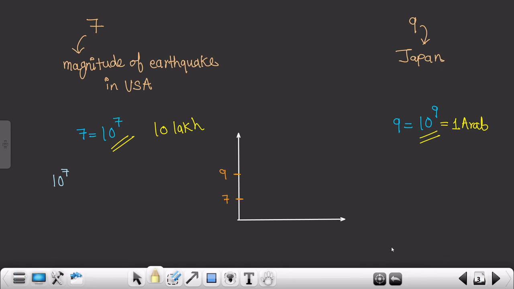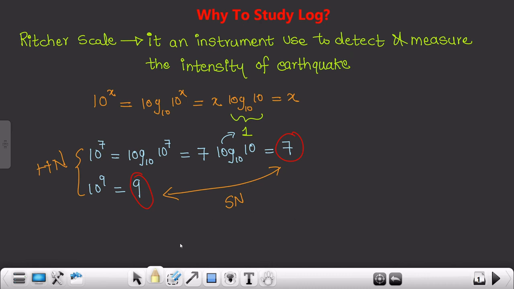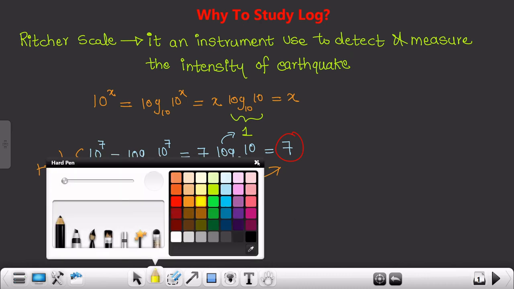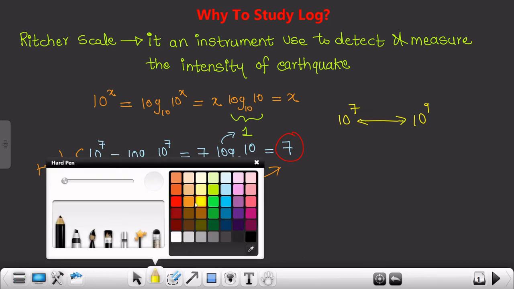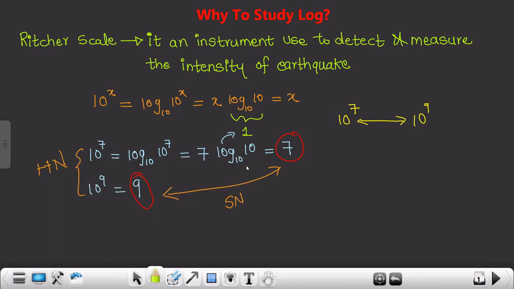Another thing I would like to tell is, the earthquake detected in USA was 10 raised to 7, and that in Japan was 10 raised to 9. That means the earthquake which unfortunately happened in Japan was almost 100 times stronger than the one in USA. And that's why, if we see 10 raised to 7 into 10 raised to 2, we end up getting 10 raised to 9.